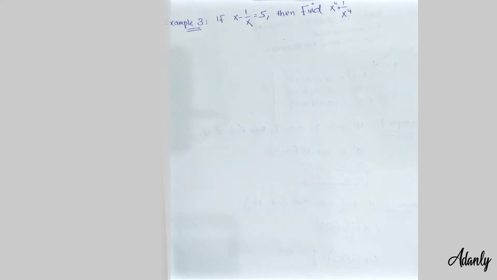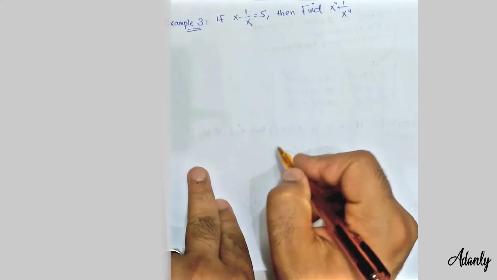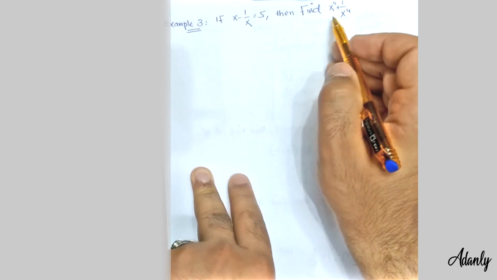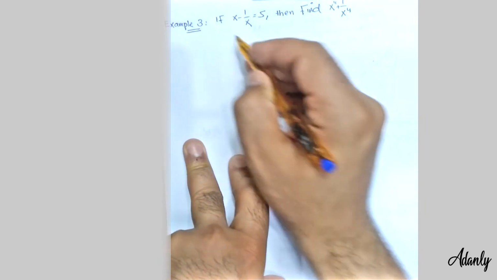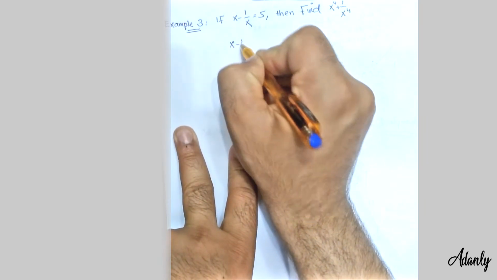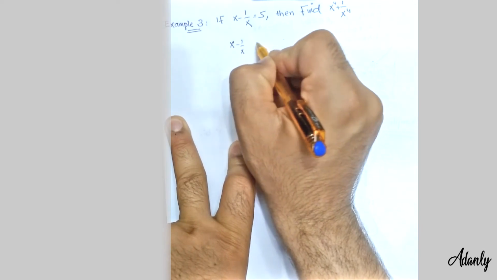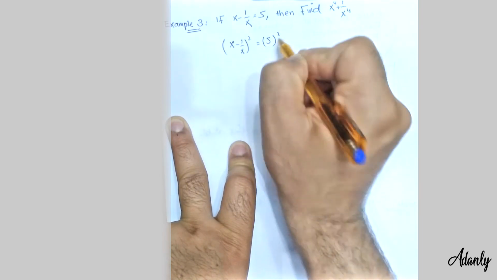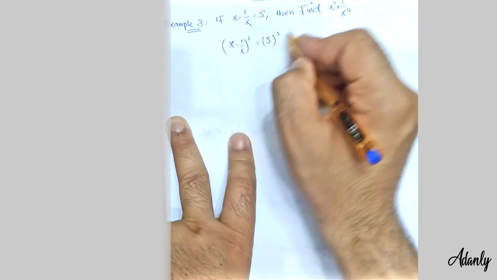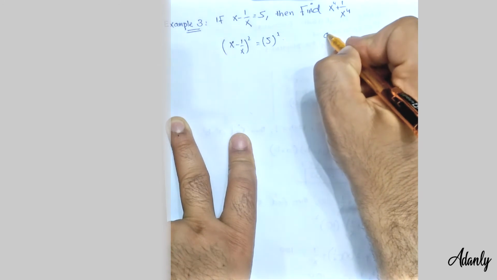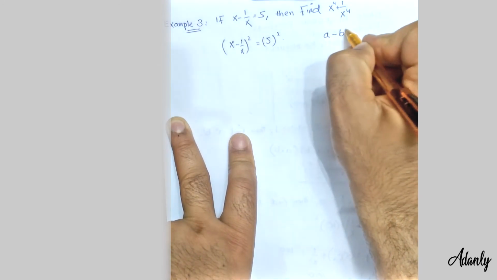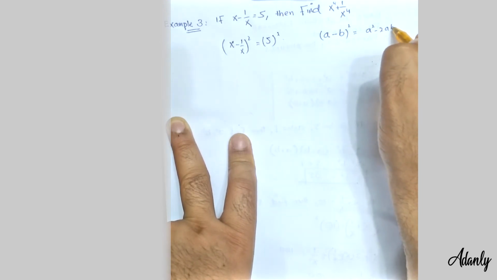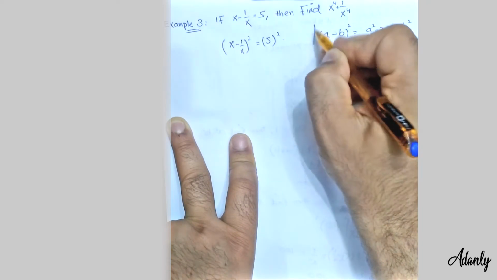Now I have a slightly complex example. We have to find x to the power 4 plus 1 over x to the power 4, if we have x minus 1 over x equals 5. Let's write it down again: x minus 1 over x equals 5. So we will square both sides. Now we can apply this formula: (a minus b) whole square equals a square minus 2ab plus b square. Remember this formula.